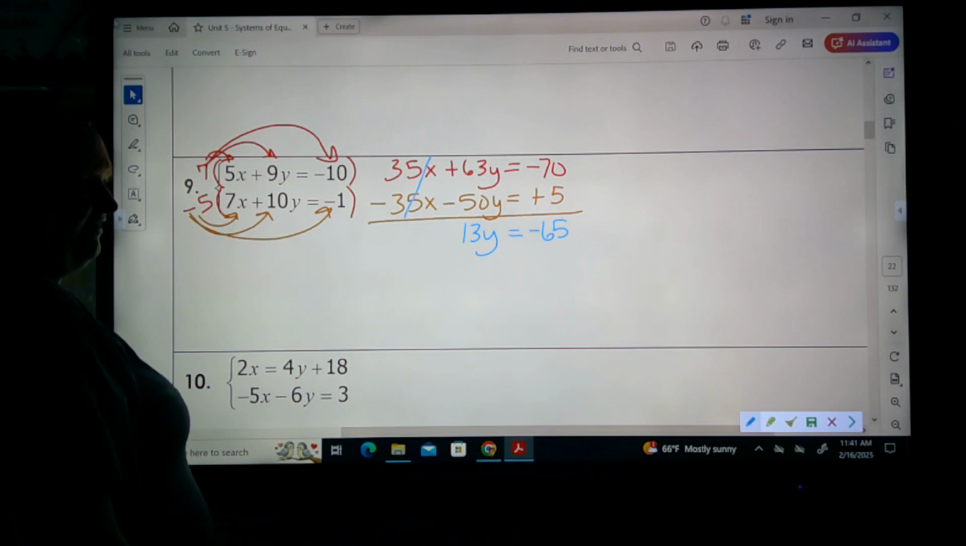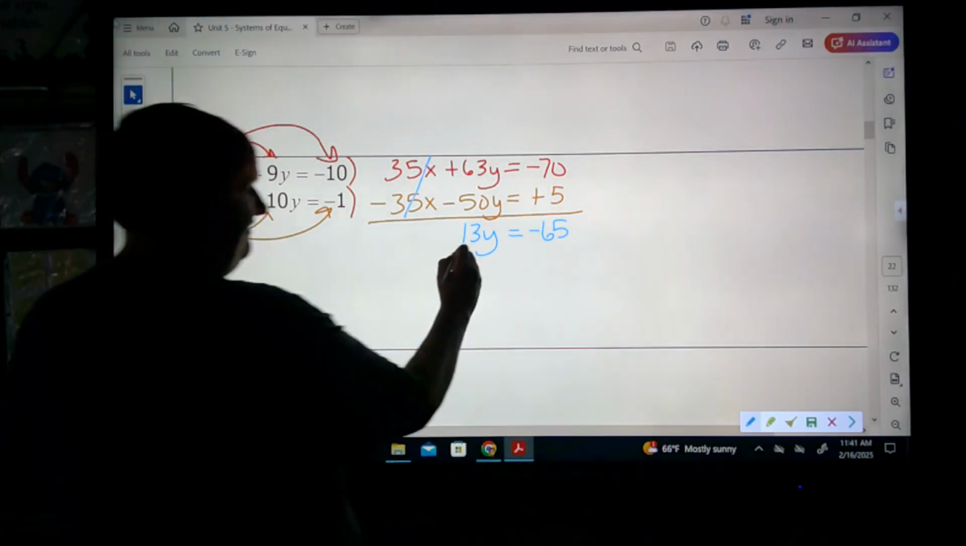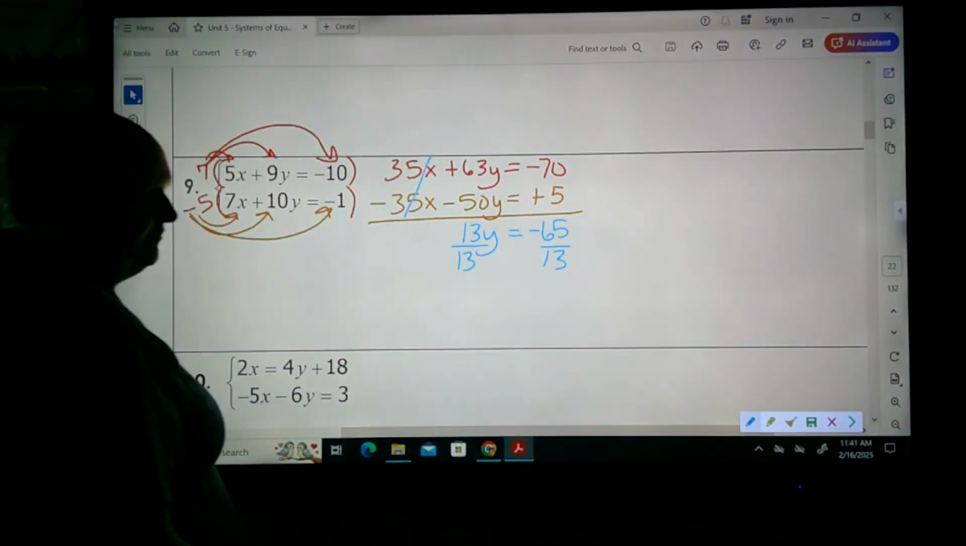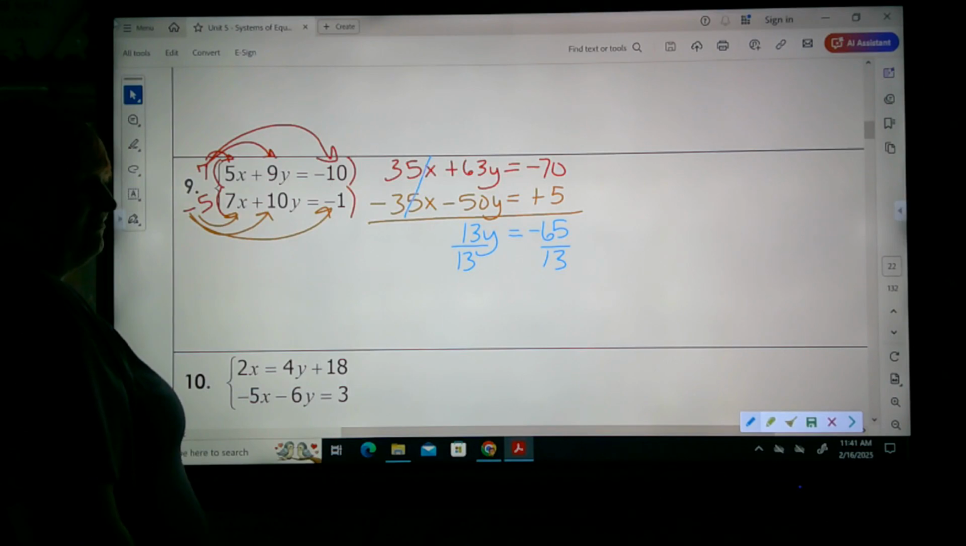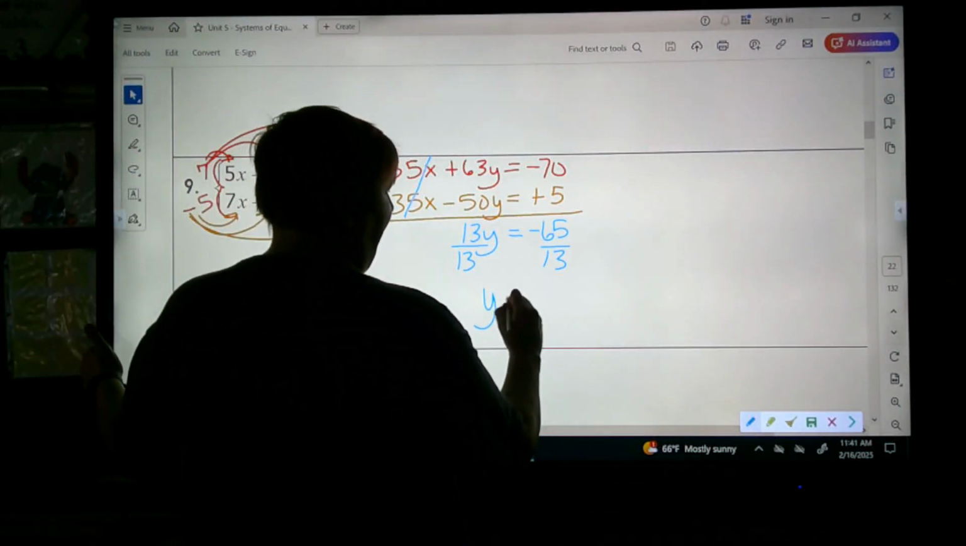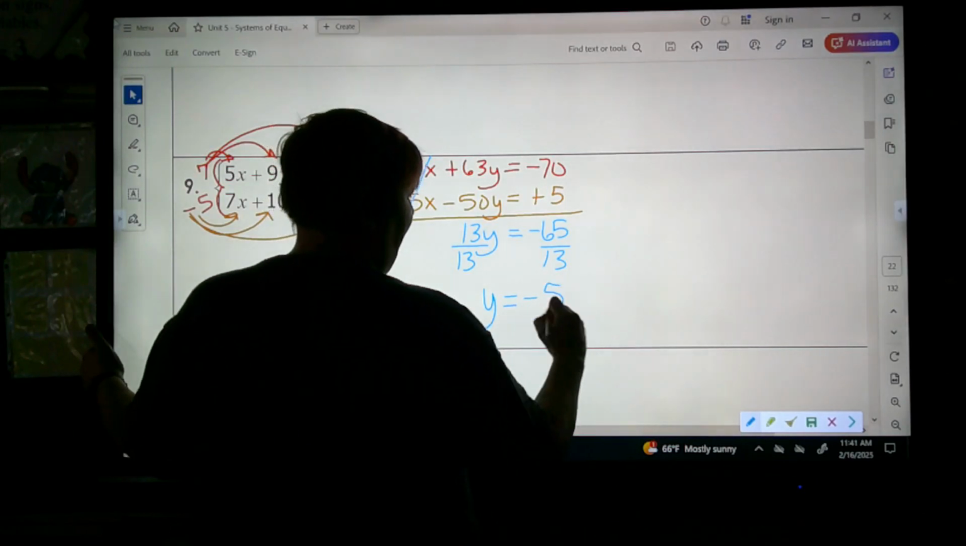So it's going to be negative 65. And I think that would be 5. 65 divided by 13. How did I know that? I needed a number that would times by 3 to give me a 5, and that would be 5, because 5 times 3 is 15. So 5 times 13 would give me 65. So my y is negative 5.